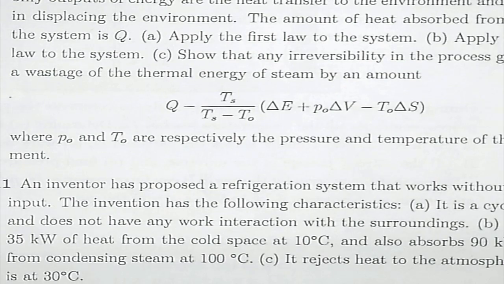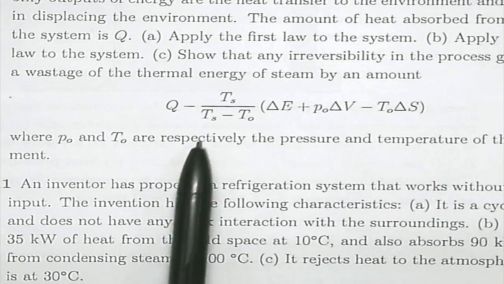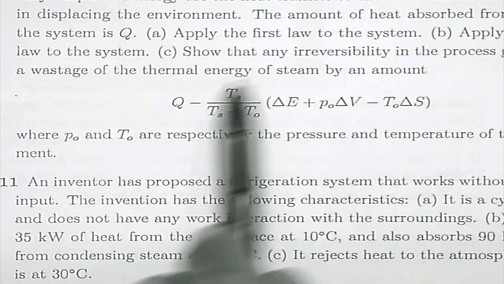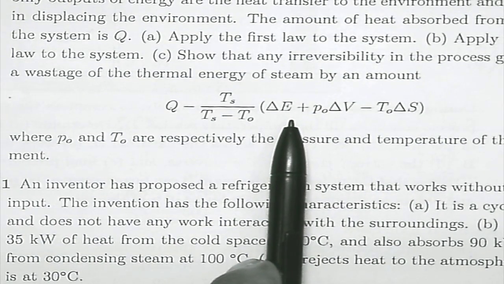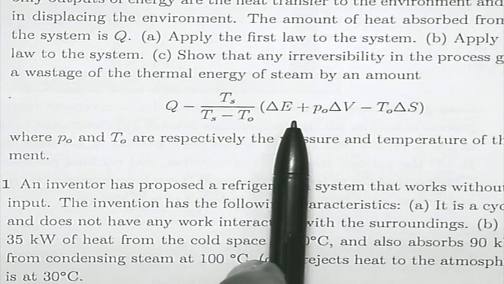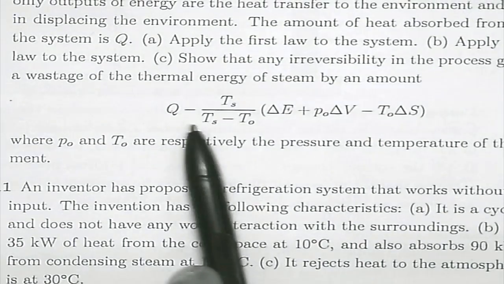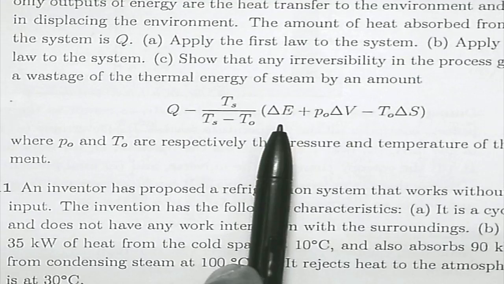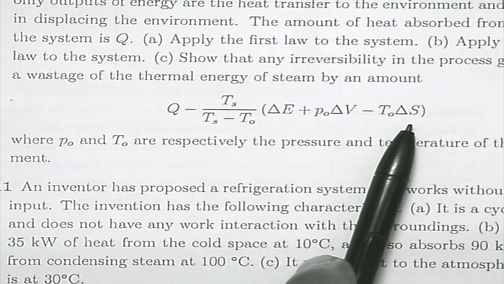and the exercise which I referred to just now, SL10, is a situation where you have to show that there is a wastage of thermal energy of steam by some amount. Now, if you look at this formula, you have Q minus something. That something can be shown as the minimum amount of Q which needs to be obtained or absorbed to provide this change of interaction, as shown by delta E, delta V and delta S.